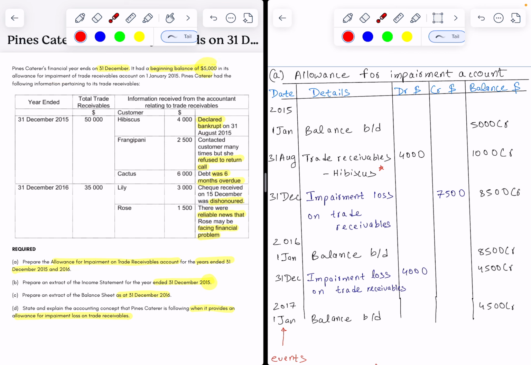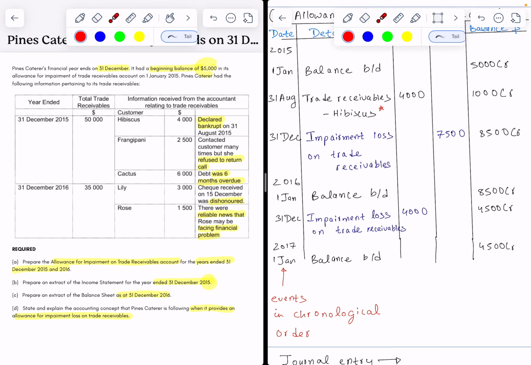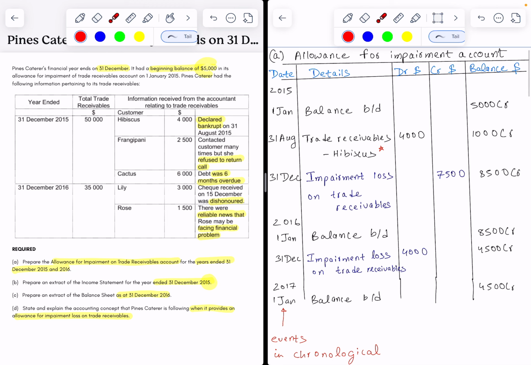Next, we have to make sure all the details are filled in events that happen in sequential or chronological order. So starting with 31st of August 2015, where we know that Hibiscus, a credit customer, declared himself bankrupt. And the amount Hibiscus owed us was $4,000. Okay? All right. So on the 31st of August, what's going to happen?